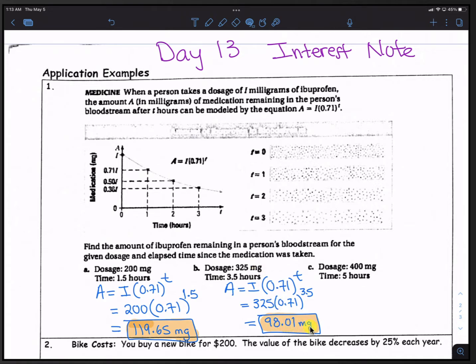All right, and for part C, likewise, we begin with a dosage of 400 milligrams and the time passed is 5 hours. Here's our equation. We replace the I with the initial amount of 400 and replace T with the 5 hours. Put this in our calculator, and so after 5 hours, we would have 72.17 milligrams of ibuprofen left in our bloodstream.